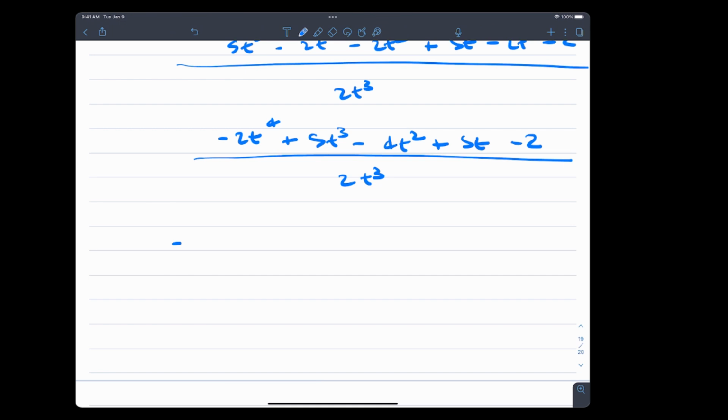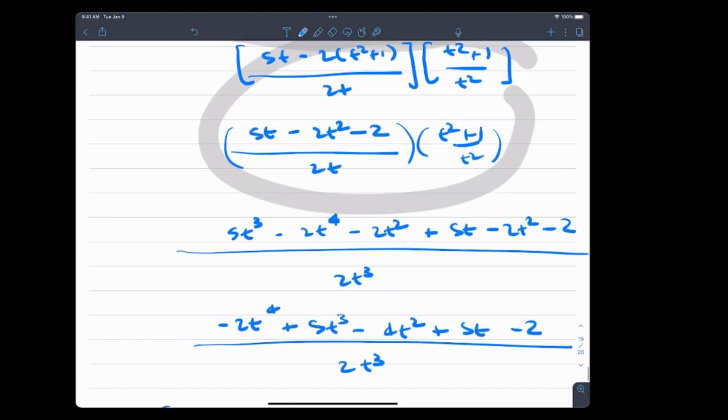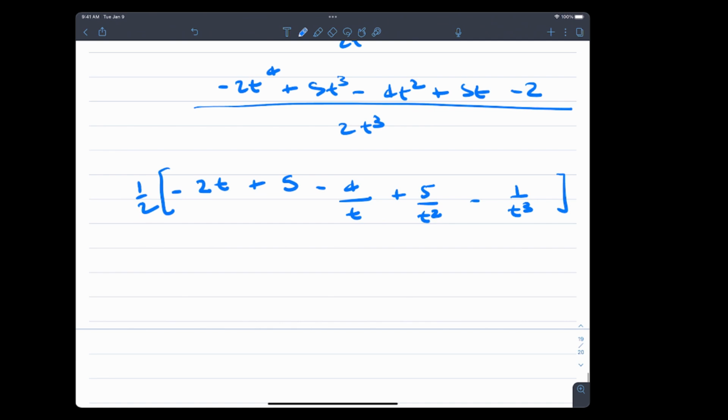Let's only distribute the t. So this would be negative 2t, plus 5, minus 4 over t, and I'm going to factor out the 2. I'm focusing just on that t now, plus 5 over t squared, minus 1 over t cubed. Just double check that algebra so that I can actually pull out the constant in the integral.